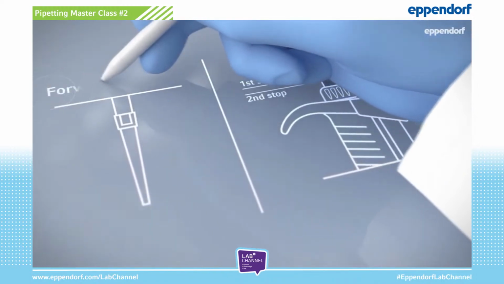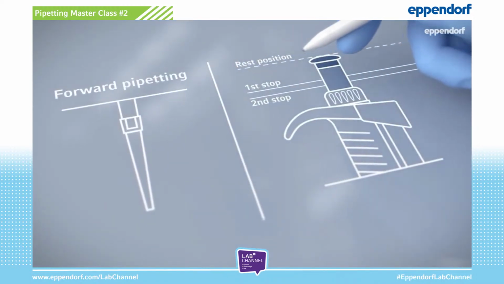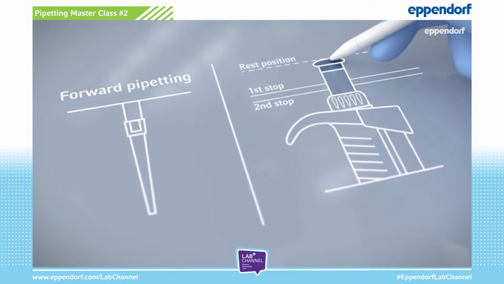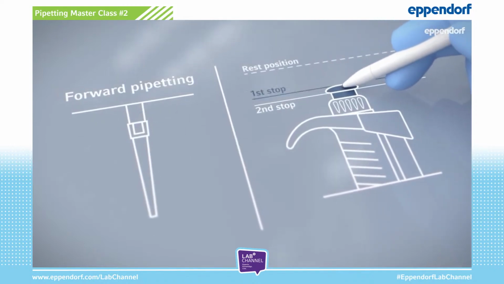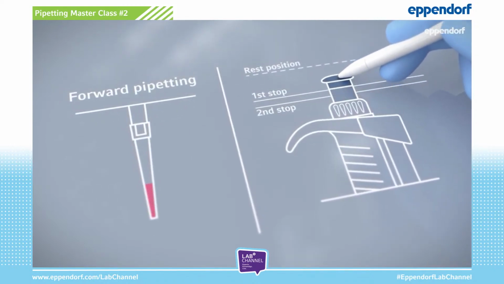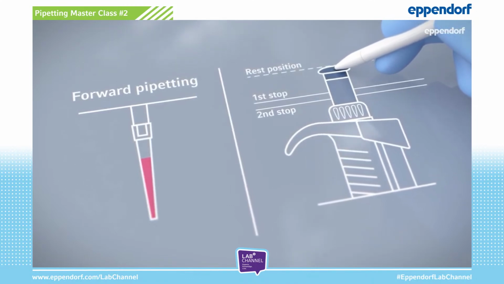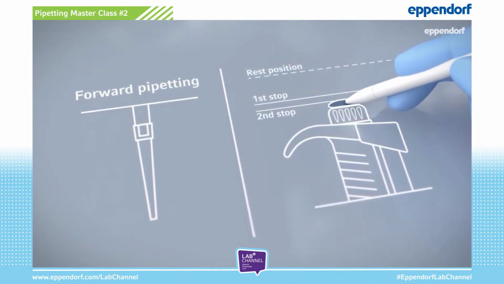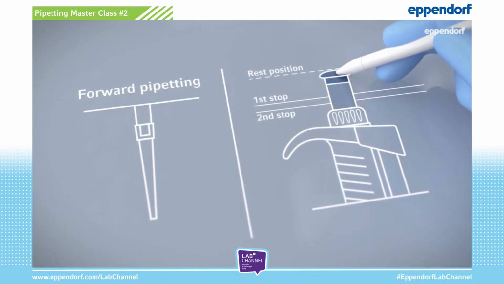Now watch the pipette tip on the left as I move the button on the right. With forward pipetting, press the operating button to the first stop. Immerse the tip and move the operating button up to the rest position. Dispense the liquid by pushing the operating button down to the second stop.